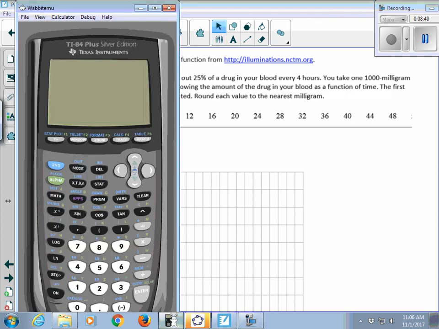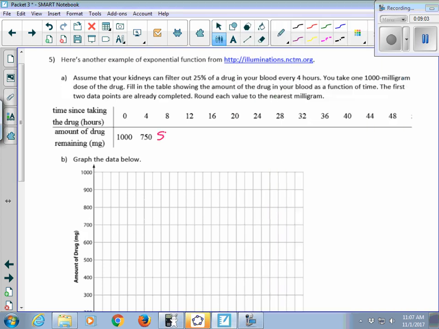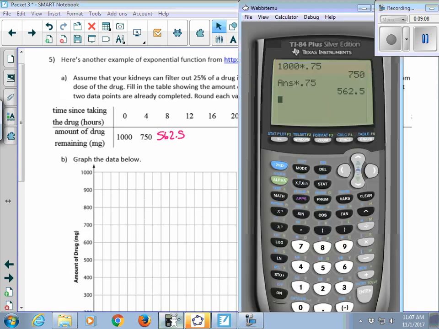All right, let's pull up my calculator here. So 1,000, if you're taking away 25%, you're keeping 75%. So that's what I'm going to multiply by. 750 times 0.75 again. So 4 hours later, we have 562.5. Do it again, times 0.75, 421.875.